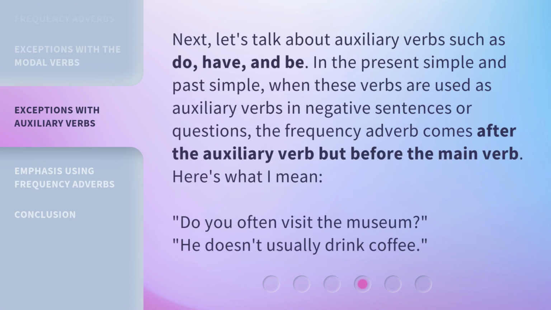Next, let's talk about auxiliary verbs such as do, have, and be. In the present simple and past simple, when these verbs are used as auxiliary verbs in negative sentences or questions, the frequency adverb comes after the auxiliary verb but before the main verb. Here's what I mean. Do you often visit the museum? He doesn't usually drink coffee.